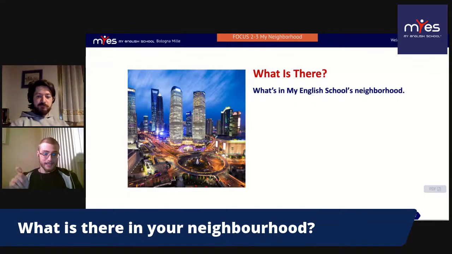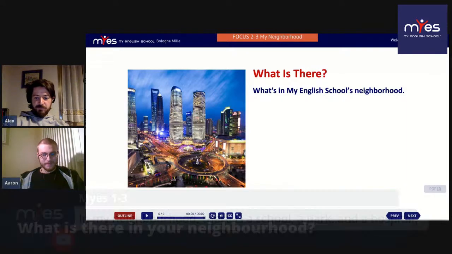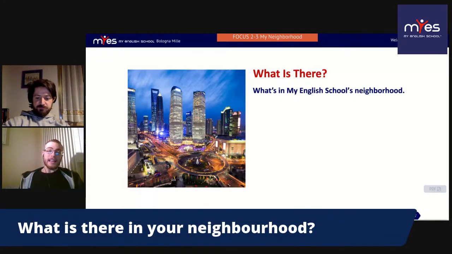So use the form there is. Exactly. So in my neighborhood, there is a school, a park, and a hospital. Oh, a big hospital, I know. Very big hospital. So this is for my neighborhood. What about your neighborhood, Aaron? In my neighborhood, there is a big church. There are lots of shops, and there is a courthouse.